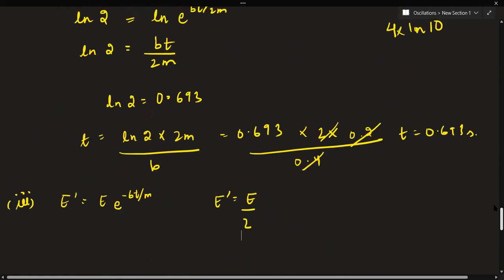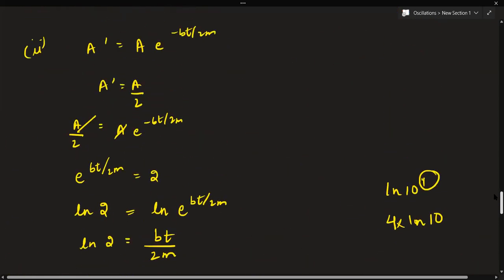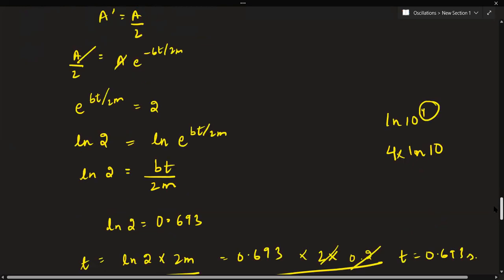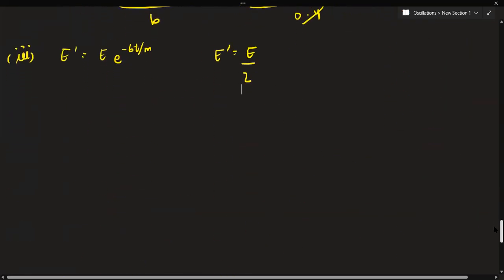Okay, so fine. See, in the last class also, we did this. If amplitude was dropping to half of its initial value, then instead of A prime, we wrote A by 2 because it dropped to half. So similarly, now everything is similar to the previous part. It's just that energy has dropped to half its value. So we'll put E by 2. So it will be E by 2 is equal to E to the power minus Bt divided by m.